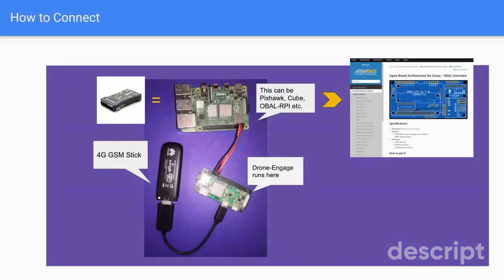Understanding the connection architecture is essential for successful implementation. Drone Engage connects seamlessly to various flight controllers, including Pixhawk, Cube, and OBAL RPI systems. The 4G GSM stick plays a crucial role by providing reliable cellular connectivity, ensuring your drone maintains communication even in remote locations. Drone Engage runs on the connected board and manages all communication protocols automatically. The OBAL architecture showcases the system's versatility, featuring a Raspberry Pi Zero processor, MPU 9250 sensors for precise motion tracking, and multiple interface options including USB, serial connections, and GPIO pins for maximum flexibility and configuration.